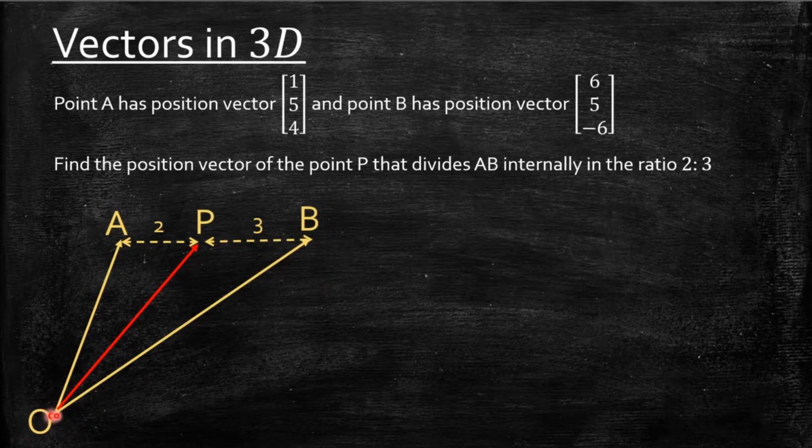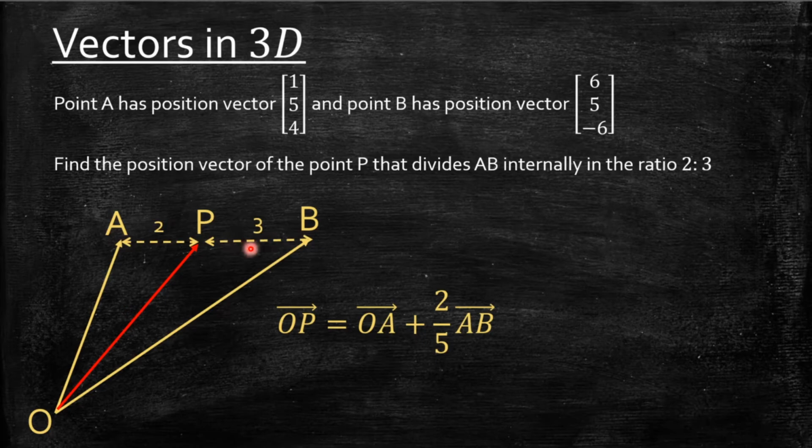So how can we get there? Well, we can go along OA, and then we'll go 2/5 of the way from A to B, because if it's dividing it in the ratio of 2 to 3, there's 5 parts in total, and we want 2 out of those 5 parts to get from A to P. So the vector OP is going to be OA plus 2/5 of the way from A to B.